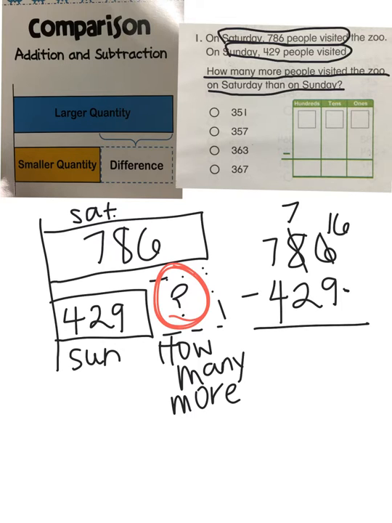16 minus 9 is 7. 7 minus 2 is 5. 7 minus 4 is 3. My answer would be 357 more people visited on Saturday than on Sunday.